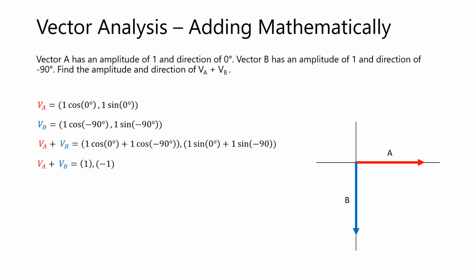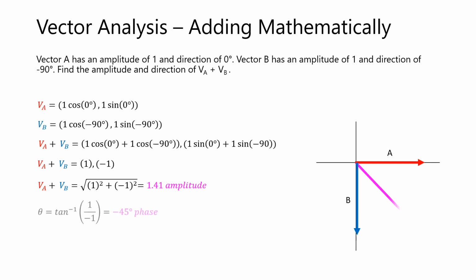The result is a vector sum whose coordinates terminate on a graph at x equals 1 and y equals negative 1. However, we still need to find the amplitude and direction of the vector. So we can use Pythagorean's theorem to find that the amplitude is 1.41. Using the arctangent of x over y, we find the direction at negative 45 degrees.